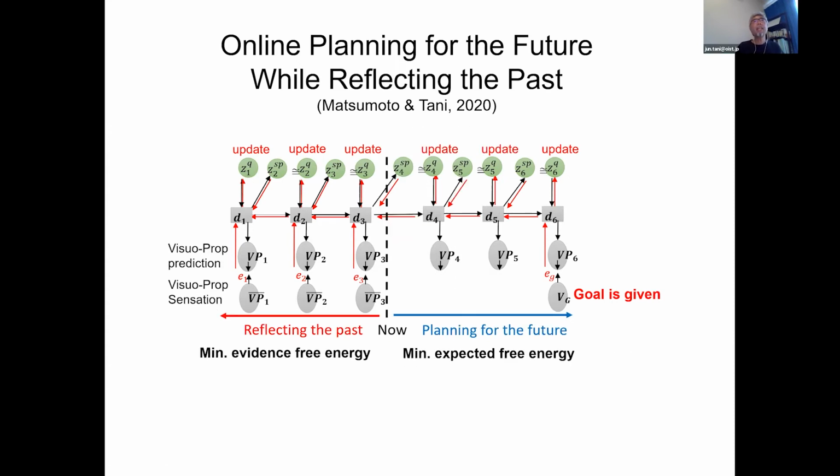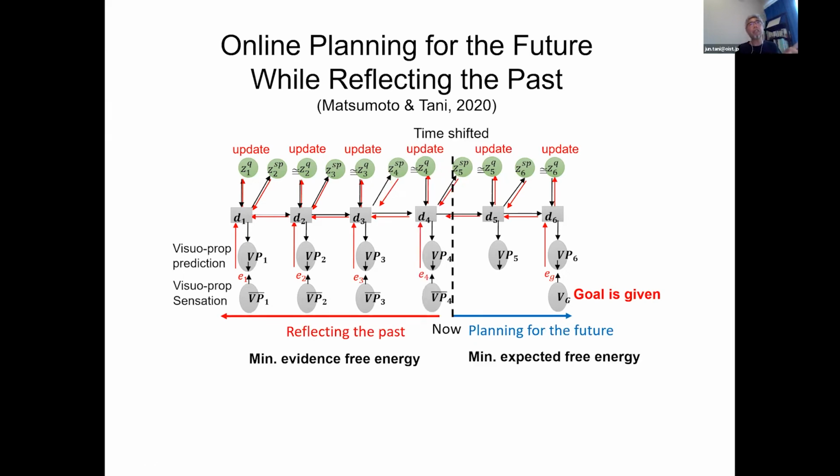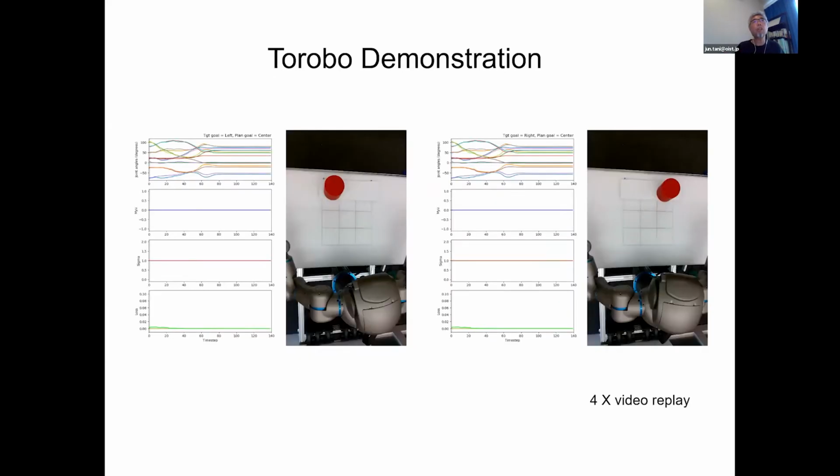But in a real-time application, what we do is a lot of iteration every 100 milliseconds, and when the time comes, it updates. It continues like this. In that way, we can do the online prediction of the future and the online reflection of the past. So that kind of thing is possible. Now I'm going to show you some examples.